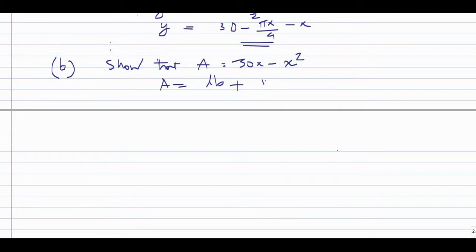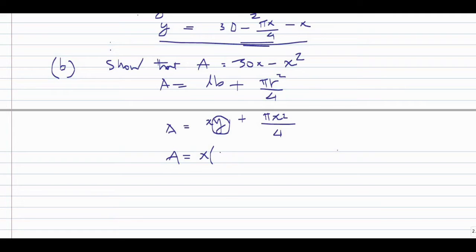Area of the plate is area of rectangle plus area of quarter circle, which is equal to xy, because L into B, xy plus pi x square divided by 4, which is equal to x of, we know the value of y from question A, which is 30 minus pi x by 4 minus x. So replace it, 30 minus pi x by 4 minus x plus pi x squared by 4.